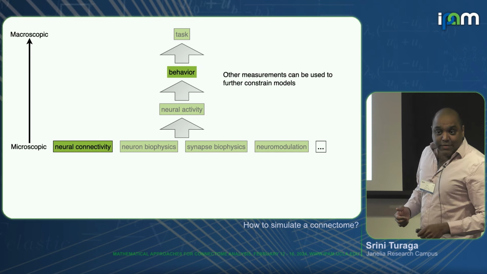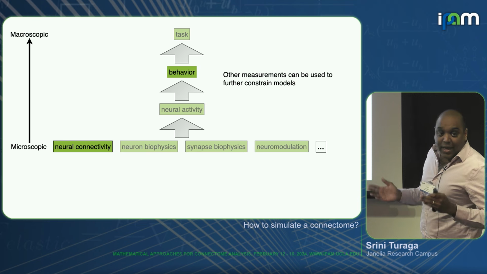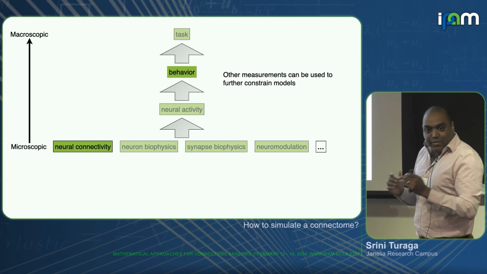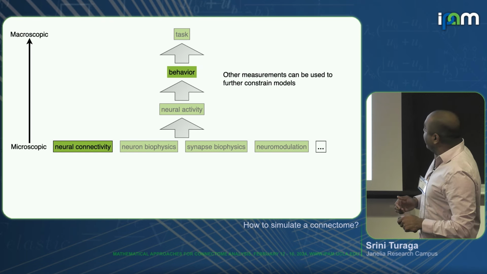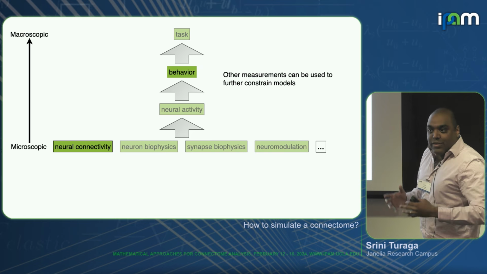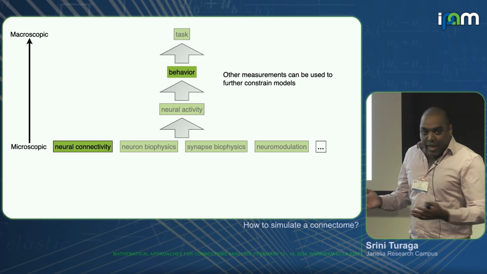We can measure neural activity, not everywhere and not all the time, but in some neurons at some times under certain tasks, we can measure the neural activity. And so you can imagine putting these measurements together to constrain a single model. And that's indeed what the community does.